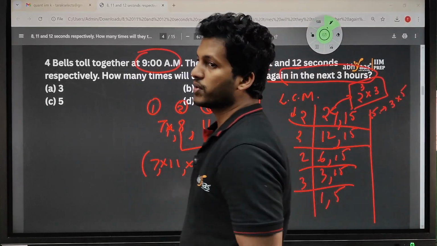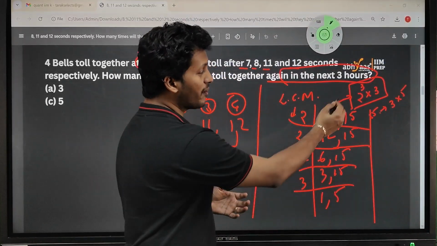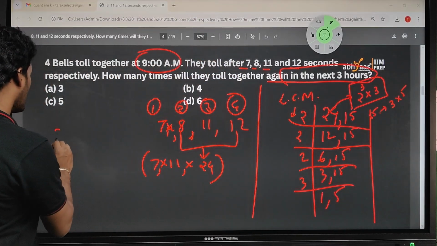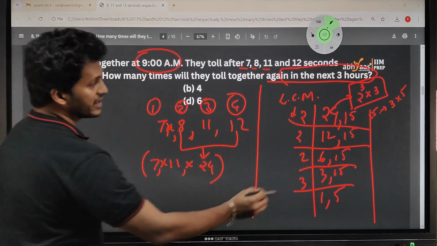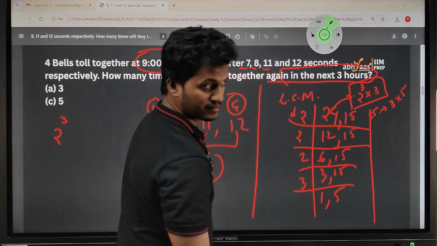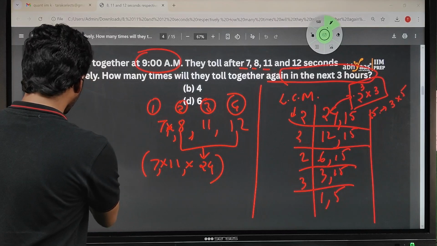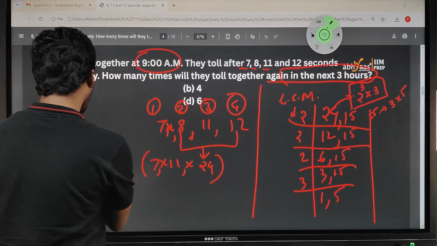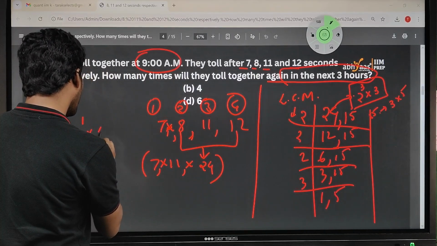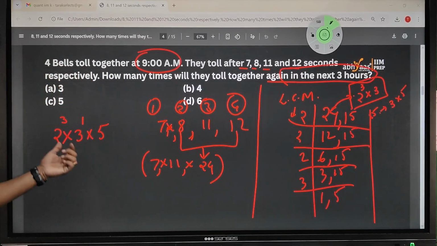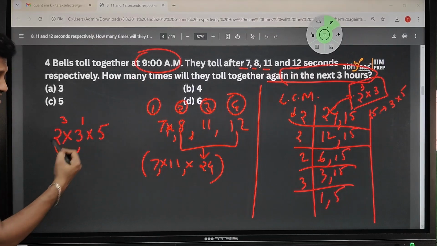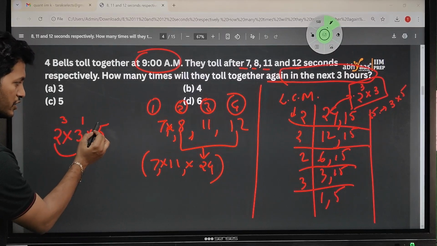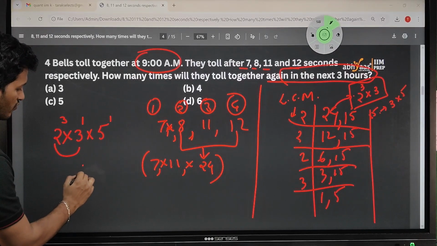The least common multiple takes the highest powers of the primes in both these prime factorized forms. In them, 2 cubed is the highest power of 2, then 3 to the power 1 is the next one, and next is 5. So the LCM of 24 and 15 is 2 cubed into 3 into 5 to the power 1, which is 120.